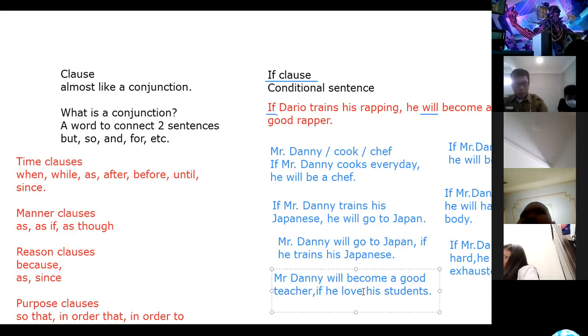Okay. So if you use will, you don't need to make a plural or singular verb. So it's not will becomes, but will become, just become. Okay, wait a minute. Which one is correct? Will become. Yeah, will become. You don't say becomes, you say become. And it's if he loves, yes. Wait a minute, okay? I need to put in some students. And this one, if he loves his students.